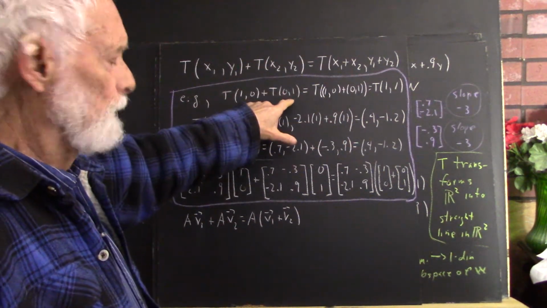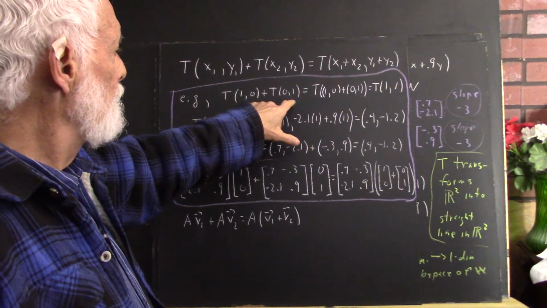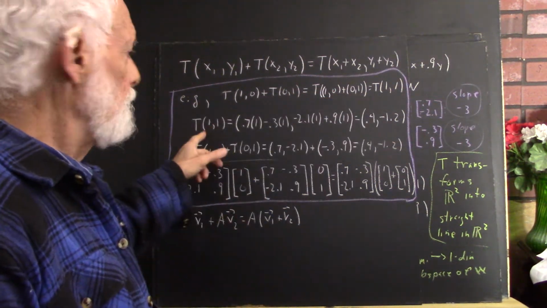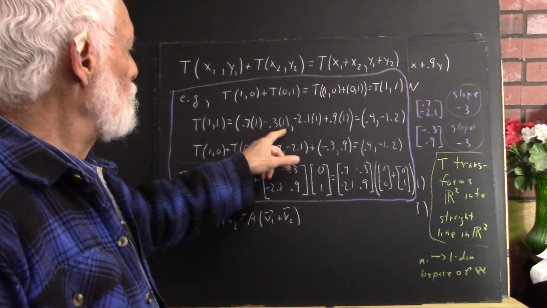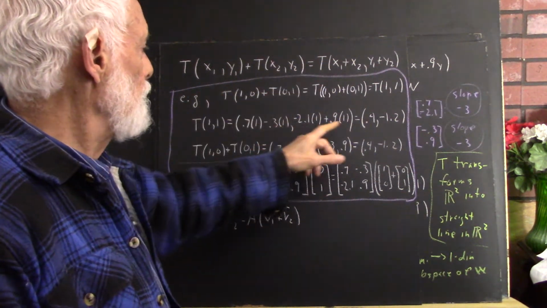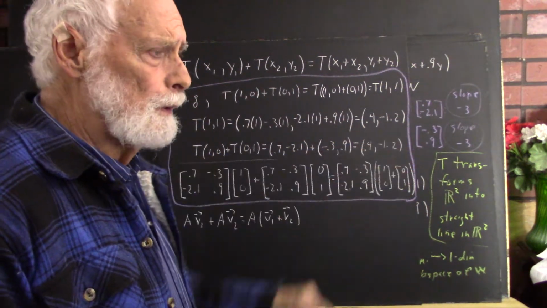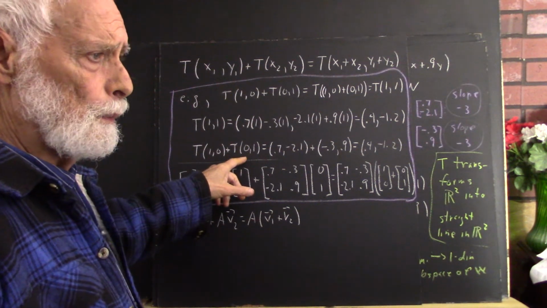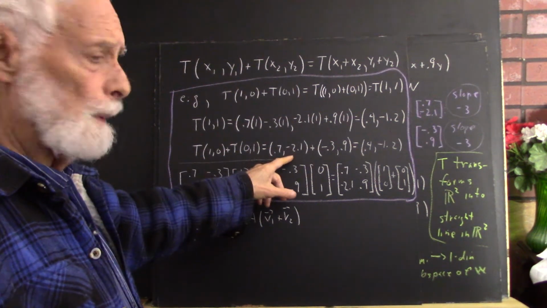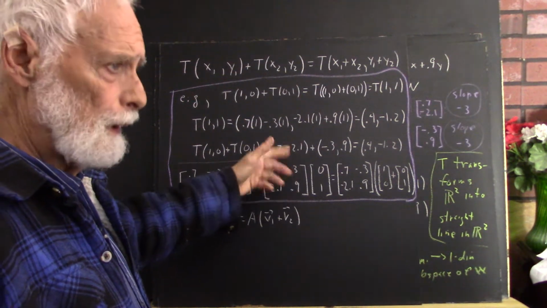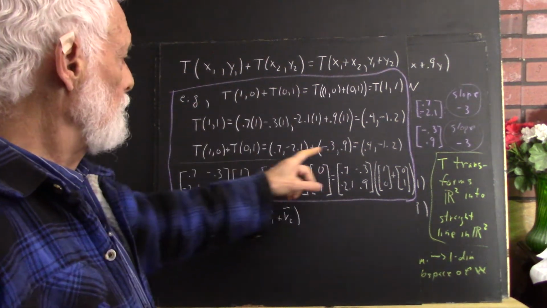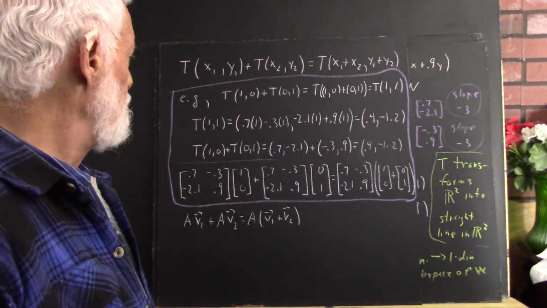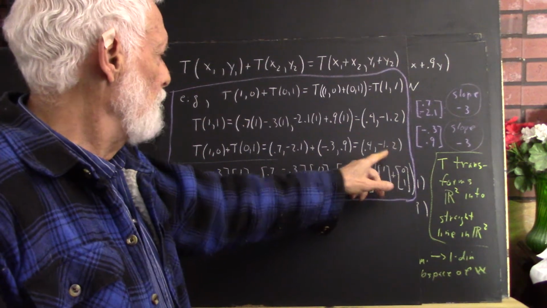T of 1, 0 plus T of 0, 1 is T of 1, 1. And T of 1, 1, if we just plug 1 and 1 in for x and y in the definition, gives us 4, negative 1.2. T of 1, 0 plus T of 0, 1 is what? Well, 1, 0 maps to 0.7, negative 2.1, easily calculated. T of 0, 1 maps to negative 0.3, 0.9, again, easily calculated. And when you add these two, you get the same thing you did up here.